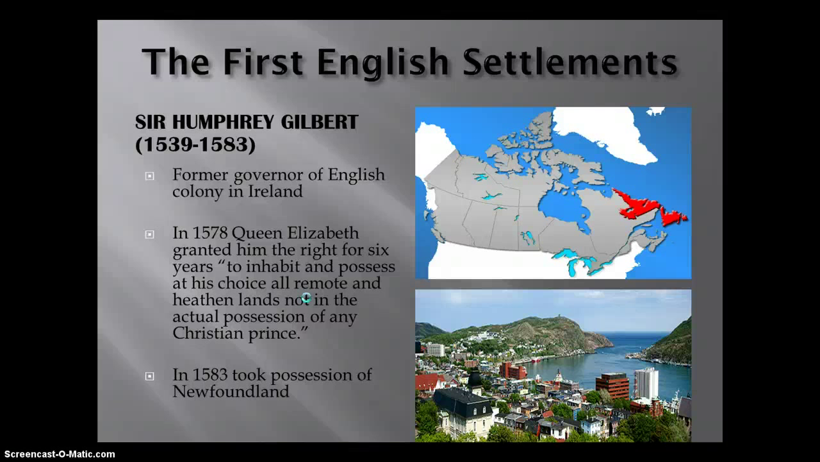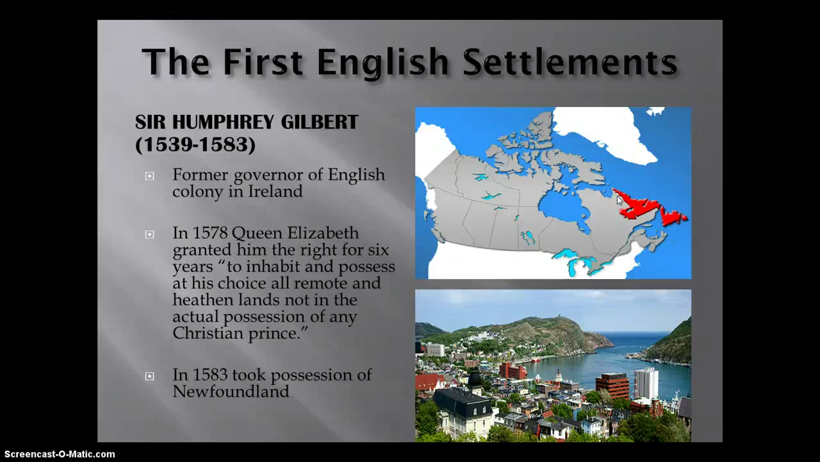So, some of the first English settlements, here there's a map. You notice this is now Canada, and this is now the United States, and here's the section that we're talking about, okay? So Sir Humphrey Gilbert, this is the 16th century we're talking about, is a former governor of an English colony in Ireland. Remember, we were talking about that. The English first attempted colonization of Ireland as they bounced into the New World, okay? And then Queen Elizabeth granted him the right for 6 years to, quote, inhabit and possess at his choice all remote and heathen lands. In other words, lands that are believed not to be Christian.